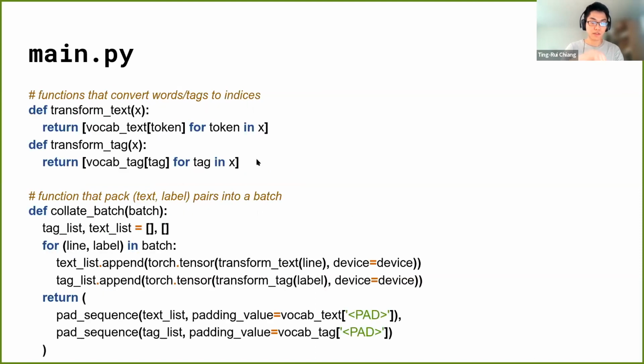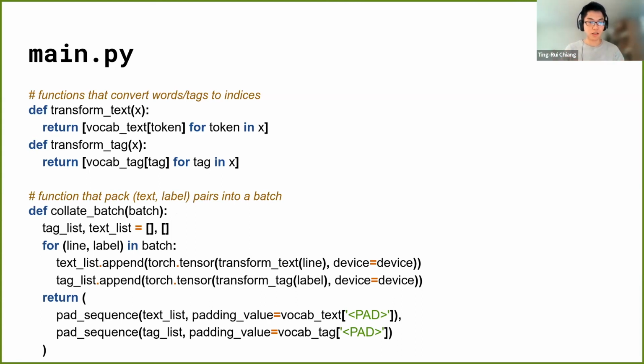And once we have the mapping that maps the tokens to the indices and the mapping that maps the POS tags to the indices, we can define these two functions that convert the training data into indices. And with these two functions, we can define this collect batch function. The purpose of this function is that it packs a bunch of text-label pairs into a single batch, and then this batch will be used to train a model.